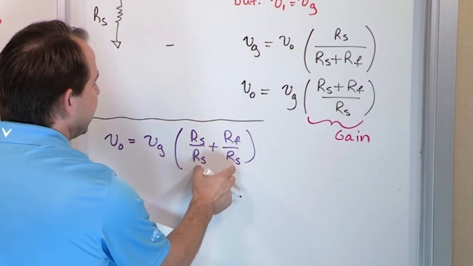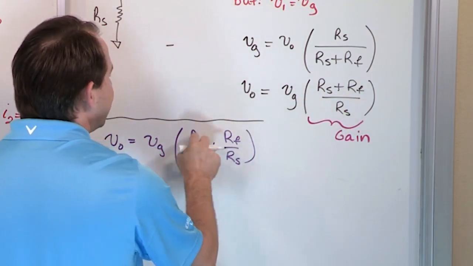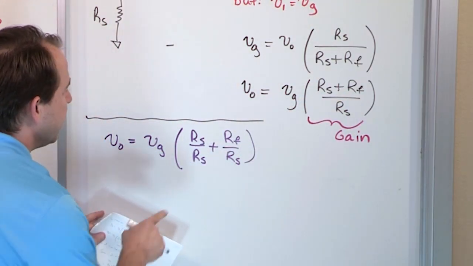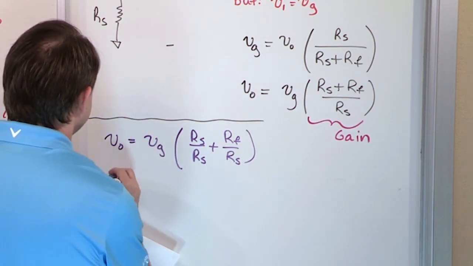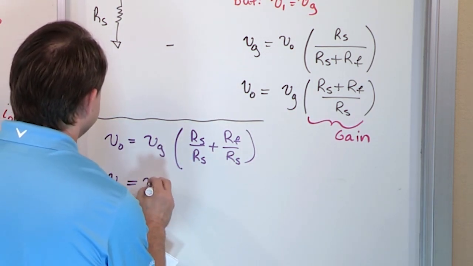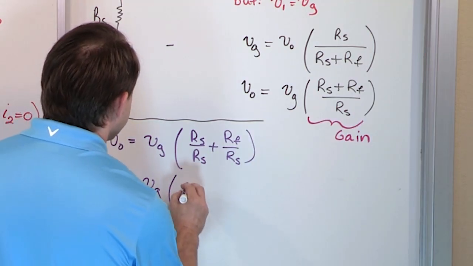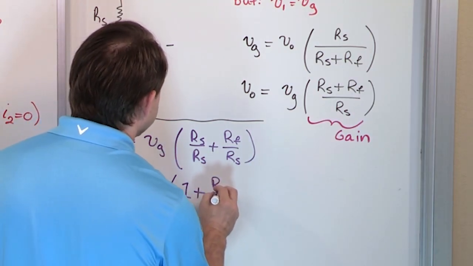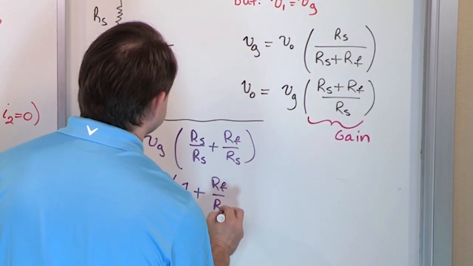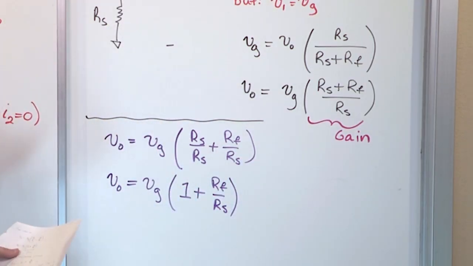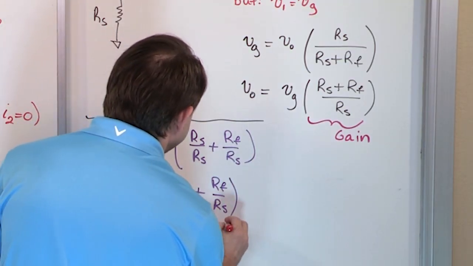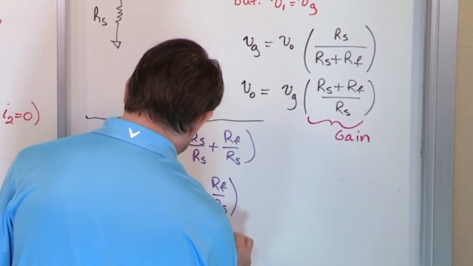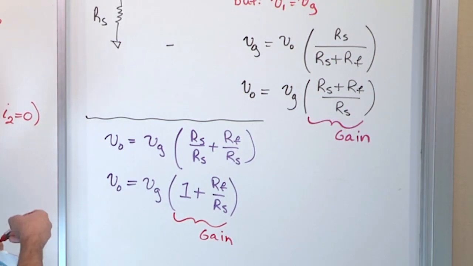If you add these fractions together, you have a common denominator and you add the numerators. All you're doing is splitting the fraction up, but RS over RS is just a fraction equal to 1. So we can say that V0 is equal to VG times 1 plus RF over RS. This is a very common way that you can write it. Either of these is totally fine, but you could also say that this is the gain. All right, this is the gain.